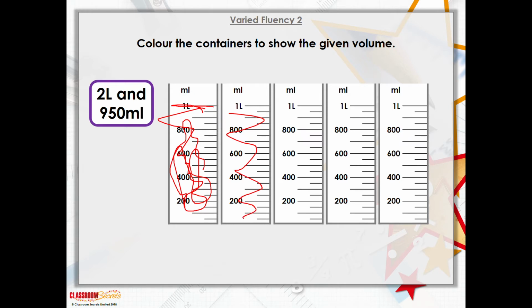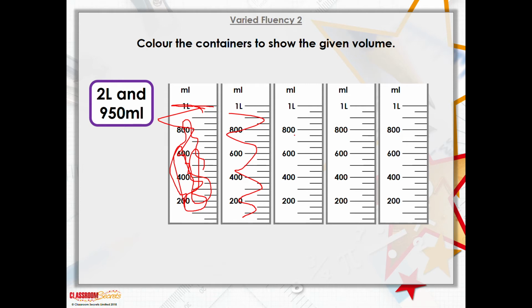We now need to have a think about our 950 millilitres. Now we know each one of these is 50. So if we count up, let's see how close to 900 we can get on the scale. So 200, 400 millilitres, 600 millilitres, 800 millilitres. And the next one we get to is 1 litre.